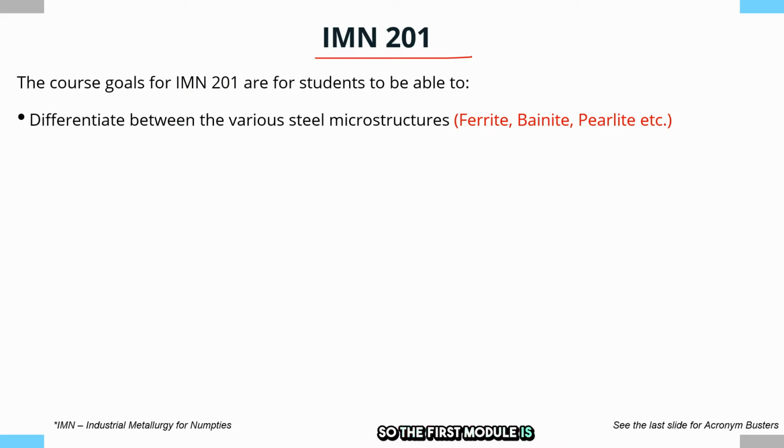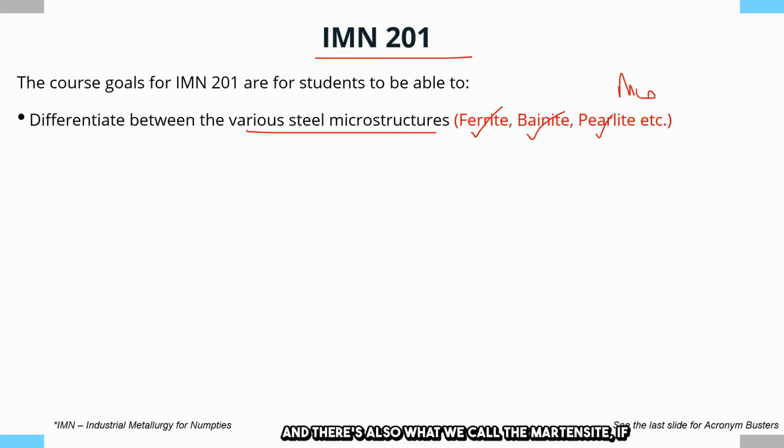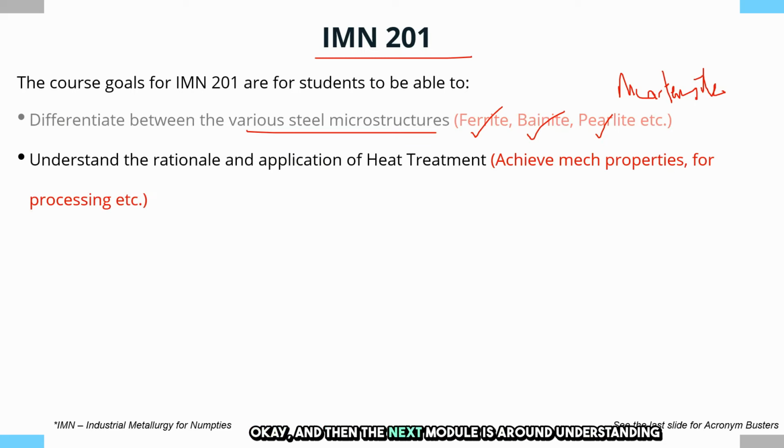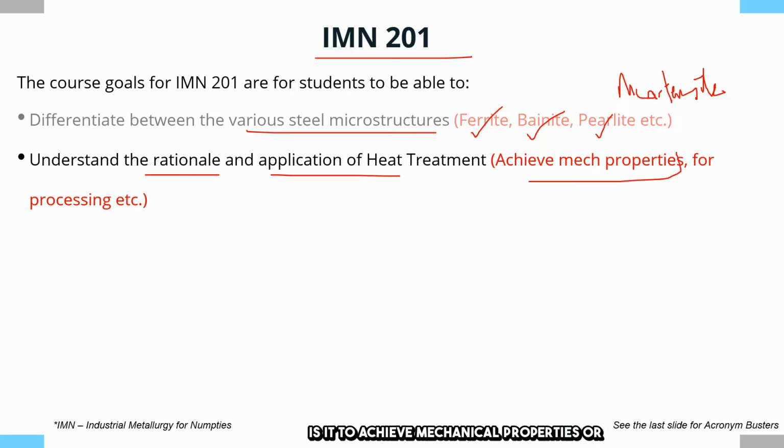The first module is around the various steel microstructures, so understanding what the ferrite phase is, the bainite phase, pearlite, and there's also what we call the martensitic phase. Then the next module is around understanding the rationale and the application of heat treatments. So why do we carry out heat treatments? Is it to achieve mechanical properties or to improve our processability as well?